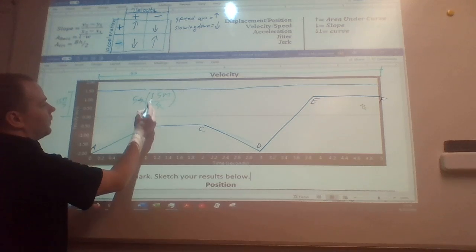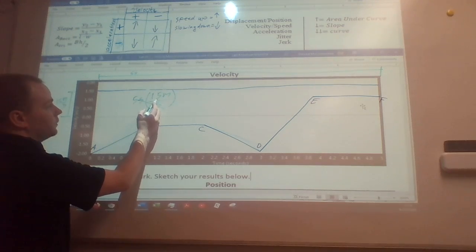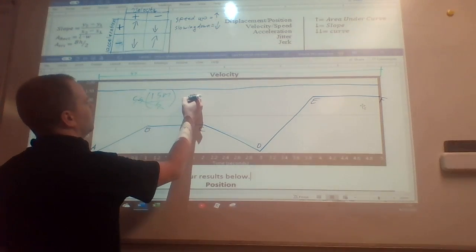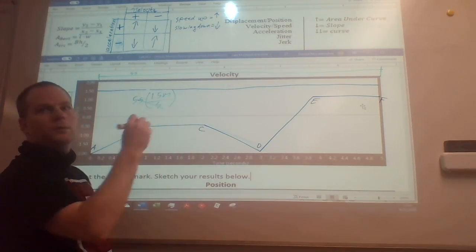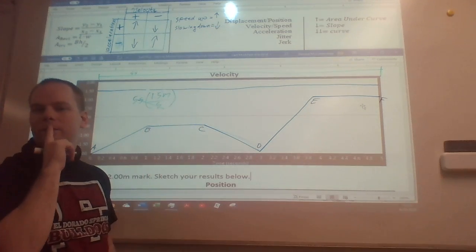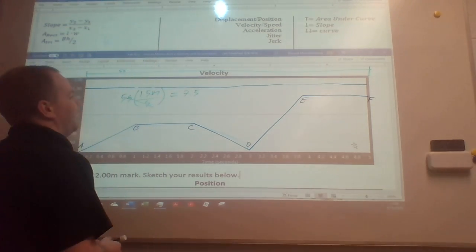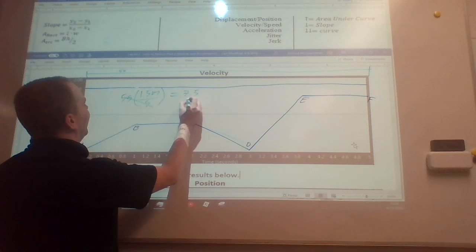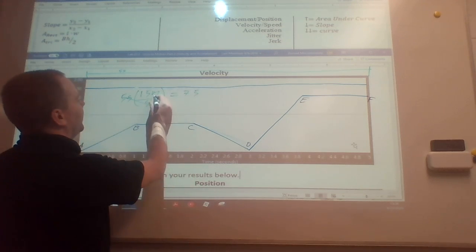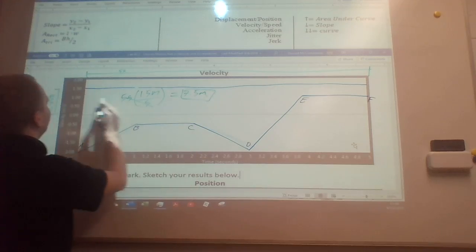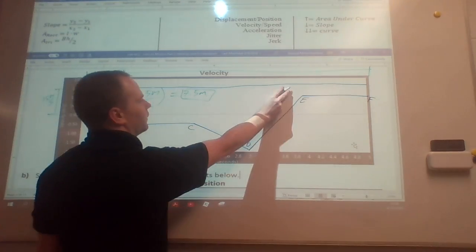So we get 5 times 1.5, which is going to be 2.25? Or 22.5. Okay. All right, I can't math. This is 7.5, and that would be 7.5 meters. So that would be the displacement for the person creating this line.